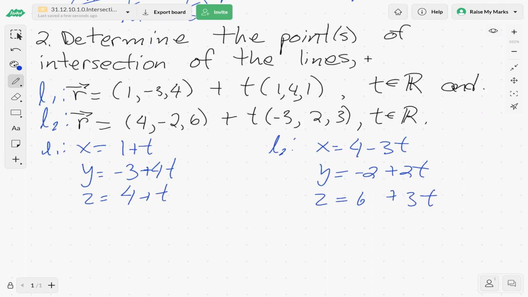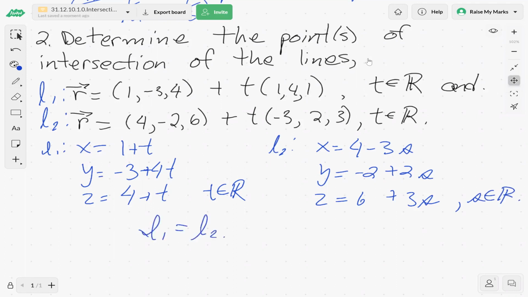All right, so when these two coordinates, when these two points are equal, then our lines intersect. Now, what I think we should do is not use the same parameter. That's going to get confusing. So let's use t and s. There, that's better. So t is a real number, and s is a real number, because they're not necessarily the same real number. Okay, so now let's set them equal. So line 1 equals line 2. That's when they're going to intersect.